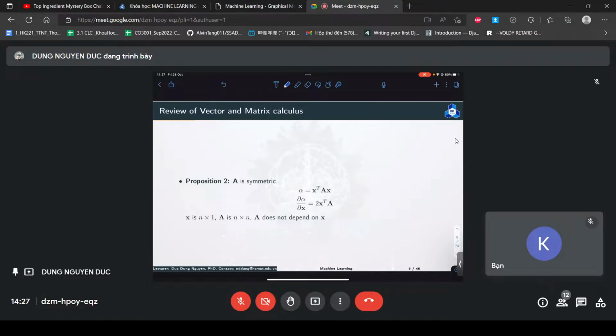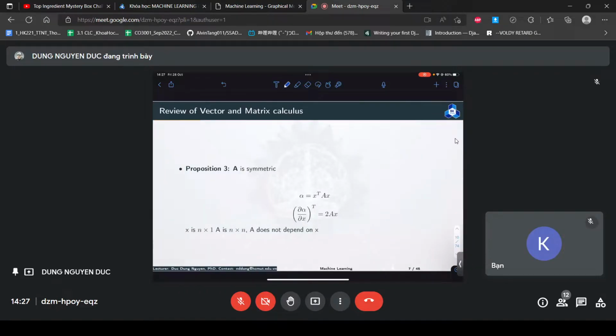By the way, if the matrix A is symmetric, of course, that derivative turns out to be 2x^T A. And that would be awesome because now it turned out that we are talking about some quadratic function, right? And there's another proposition here. In case the matrix A is symmetric, and of course it's square, then you have the derivative transpose equal to what you are seeing here.